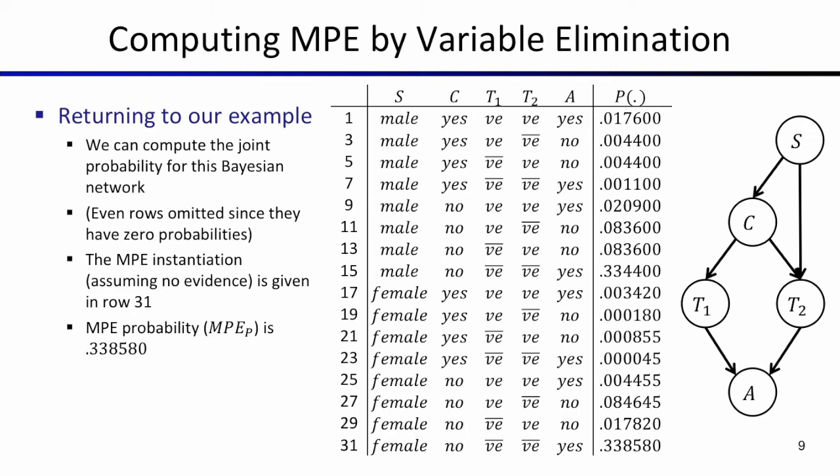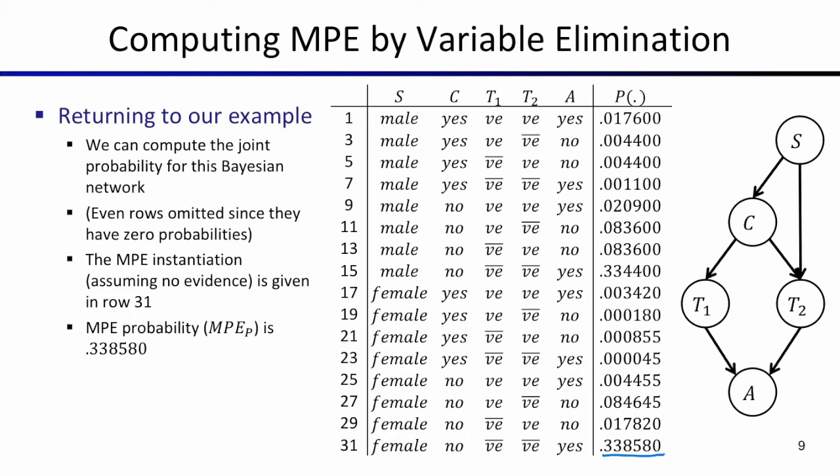And in this case, because the table is large and also because A has a deterministic CPT, we are omitting some rows. These are the even rows, because they have a 0 probability. And if you look at this table, you're going to find in this row, row 31, the assignment with the highest probability. So this is going to be our MPE probability.